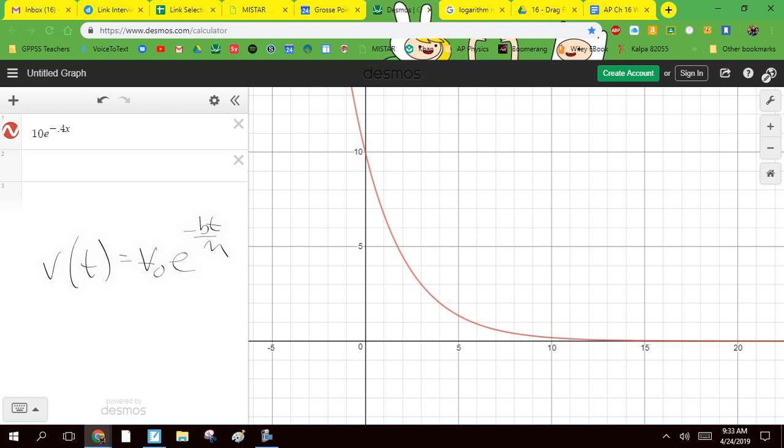Now, here's the wild thing. Read question 5. How far will it go? Well, it never stops. So how far will it go? Weirdly, it travels a finite distance, even though it never stops. Eventually it gets so slow.